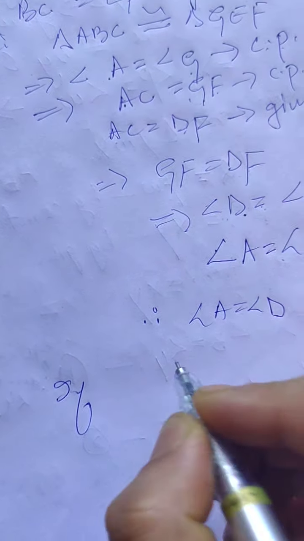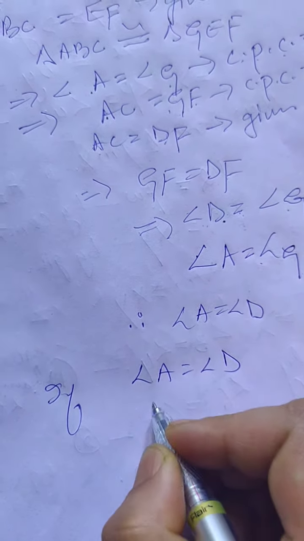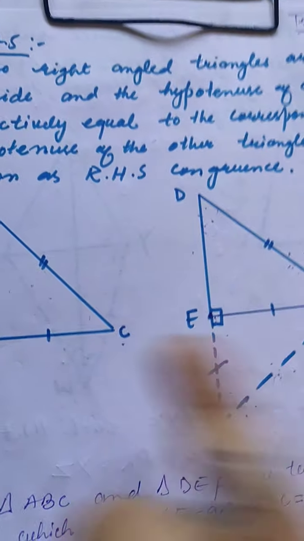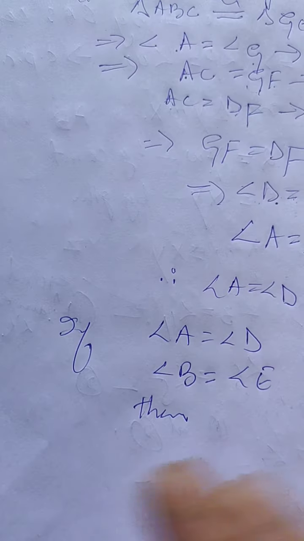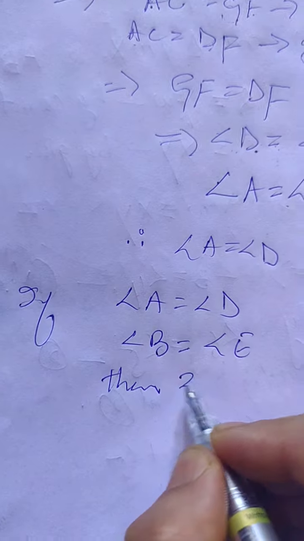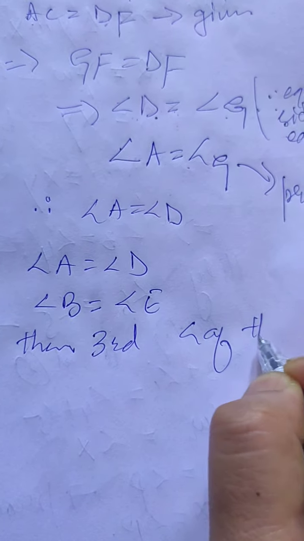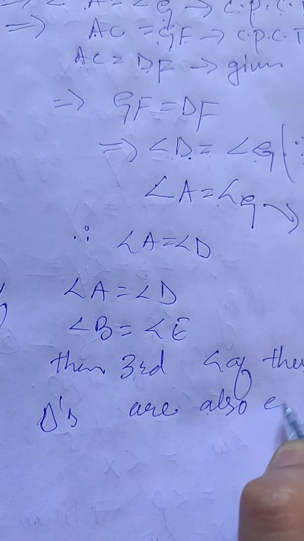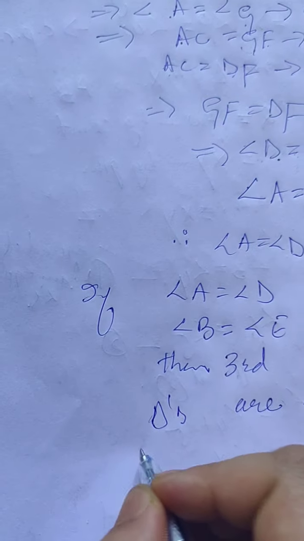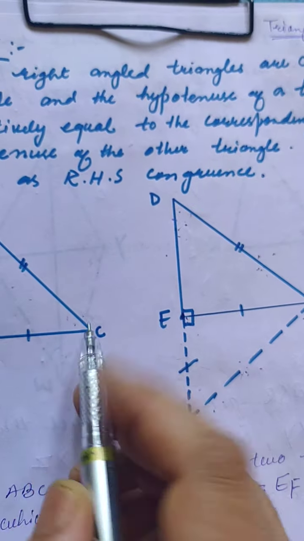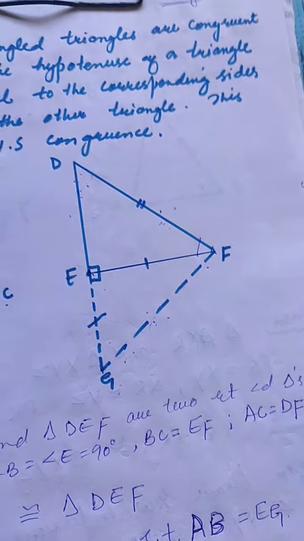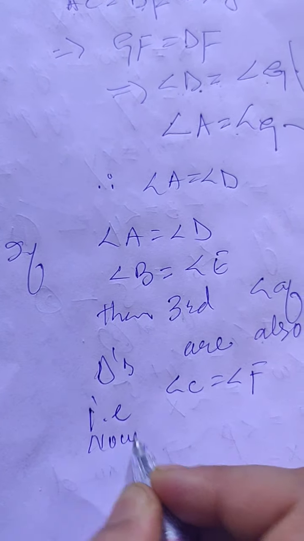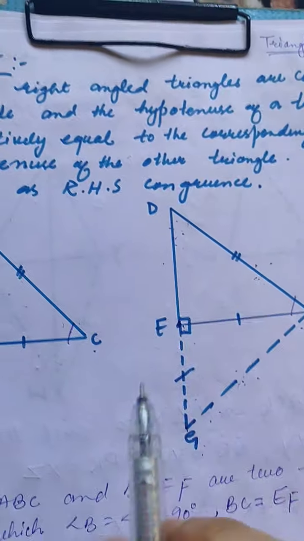Now, if angle A is equal to angle D, angle B is equivalent to angle E, then the third angles of these triangles are also equal, and the third angle is, here, angle C and angle F. So angle C is equivalent to angle F. Now this is the final stage of this proof.